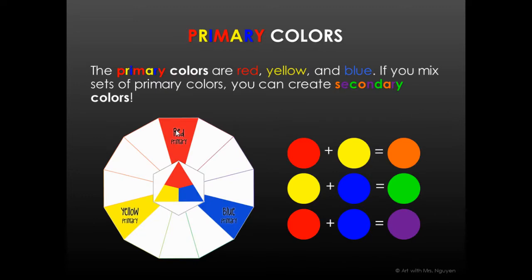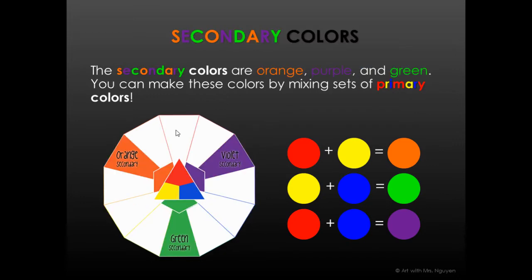The primary colors are red, yellow, blue. If you mix the set of primary colors, you get the secondary colors, just as we saw. The secondary colors are orange, purple, and green.